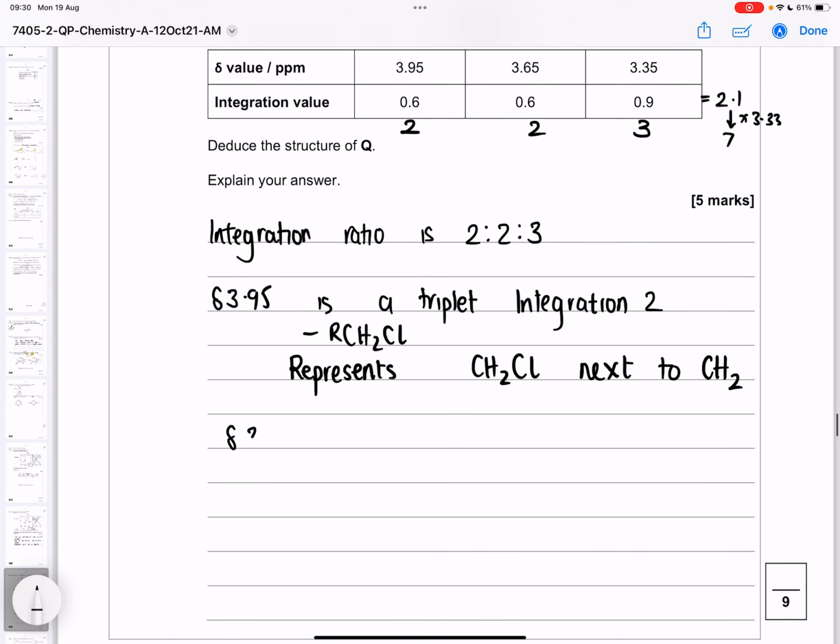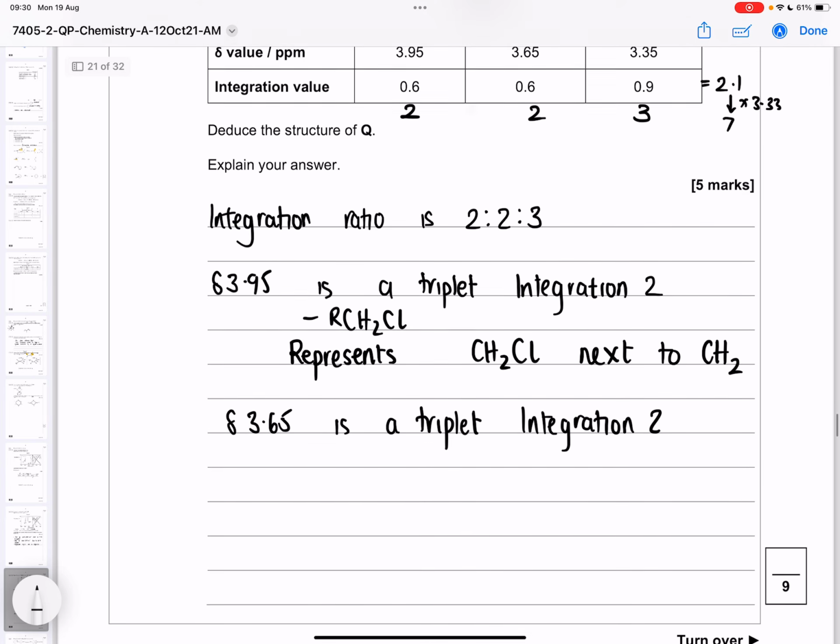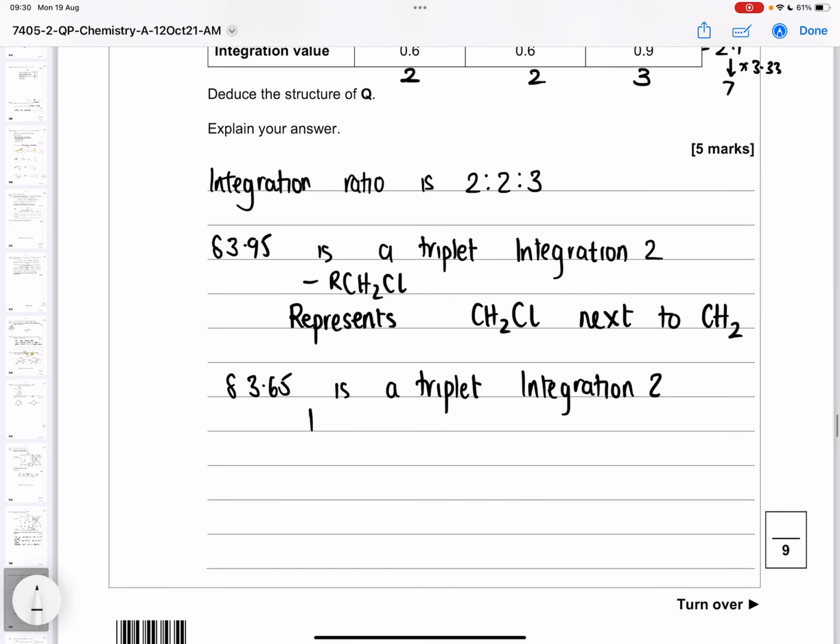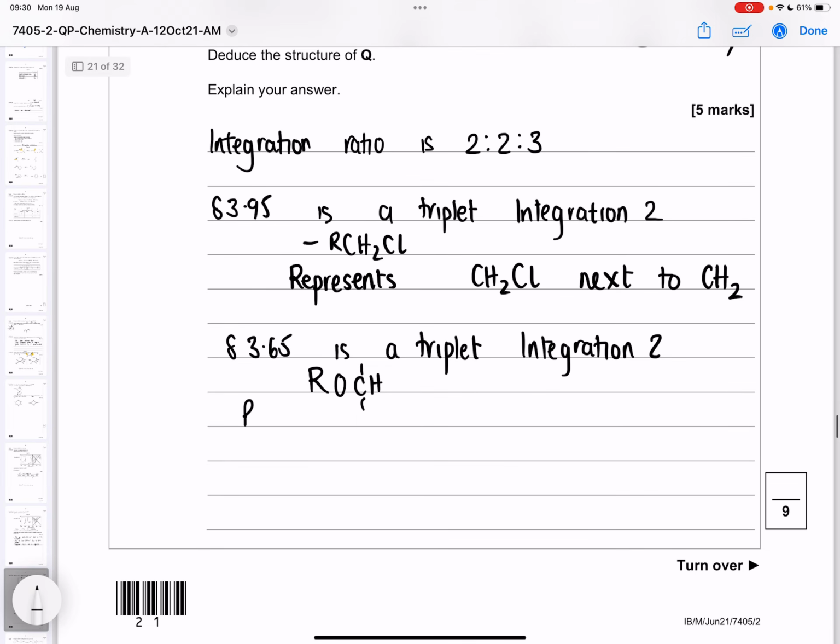And then we've got the delta 3.65, and that's another triplet. So when you have 2 triplets, you know you've got 2 CH2s together. So it's another triplet, integration 2. But it is just that little bit lower at 3.65, so it's type ROCH. So what that represents, so we know that there's 2 on this environment, so it's an O with a C with 2 H's, that's the integration 2, and it's next to, because of the splitting, another CH2.